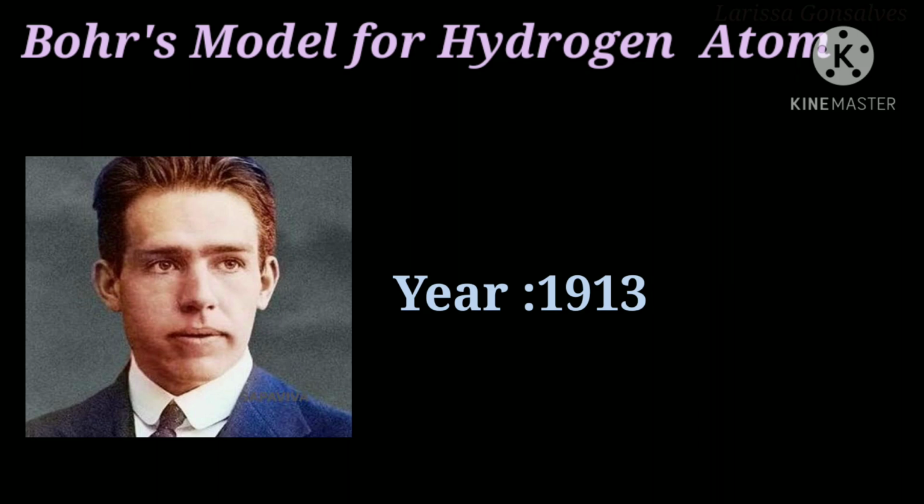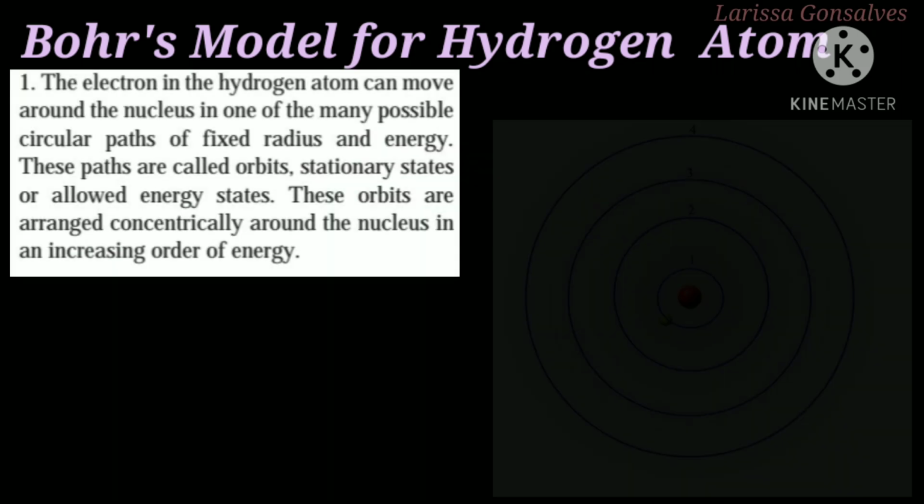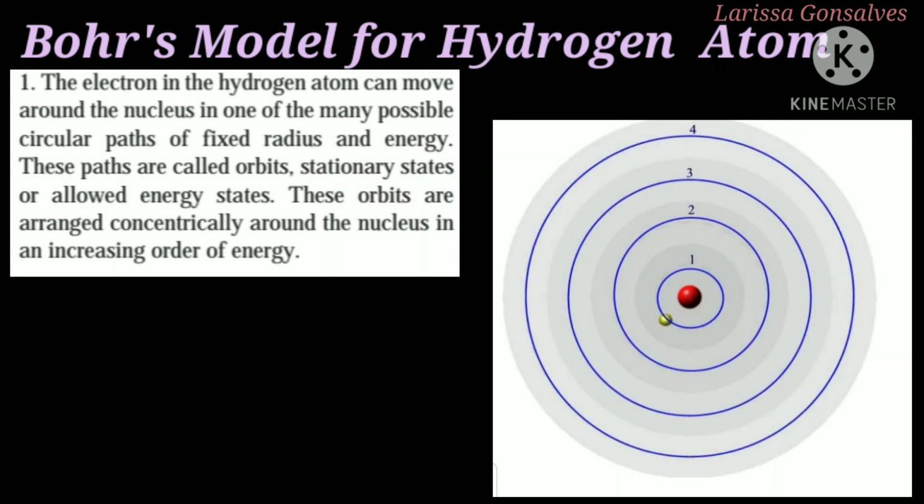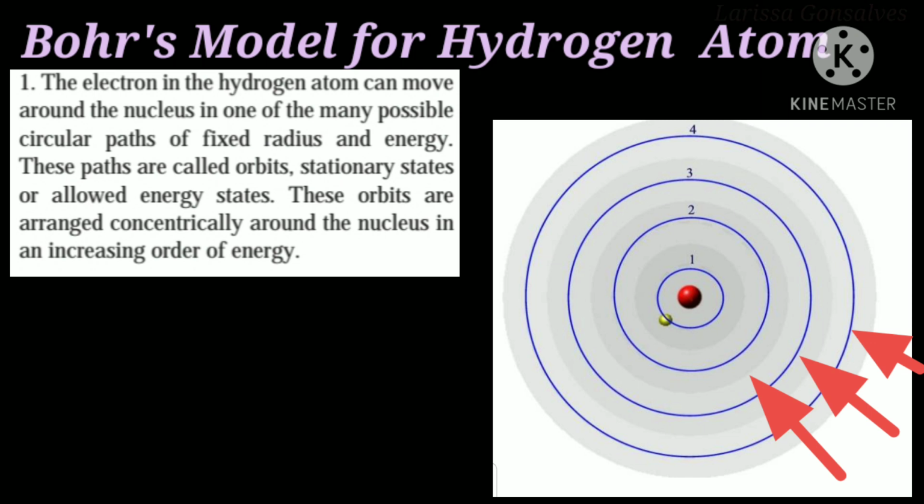The first postulate: the electron in the hydrogen atom can move around the nucleus in one of many possible circular paths of fixed radius and energy. These paths are called orbits, stationary states or allowed energy states. These orbits are arranged concentrically around the nucleus in increasing order of energy.